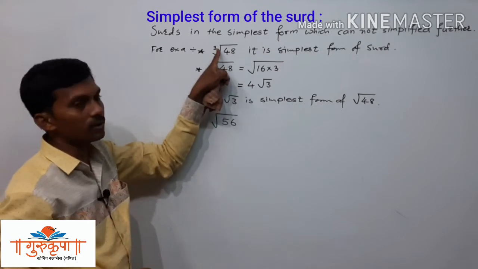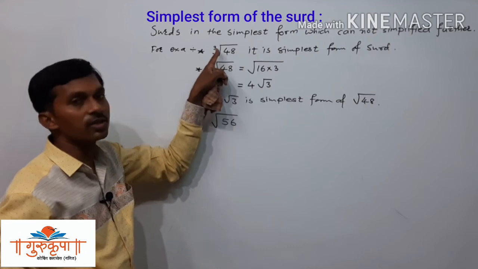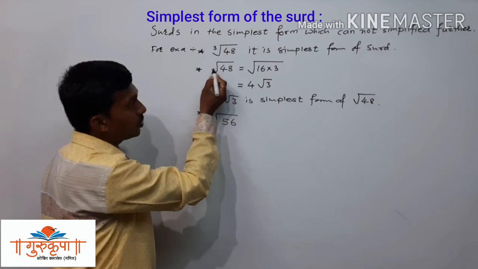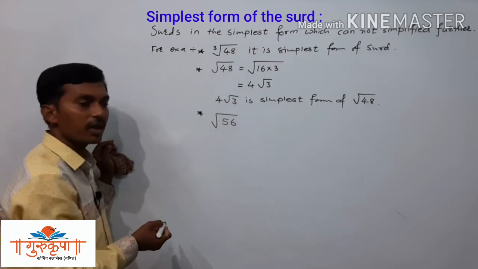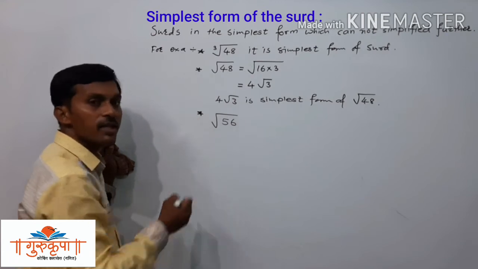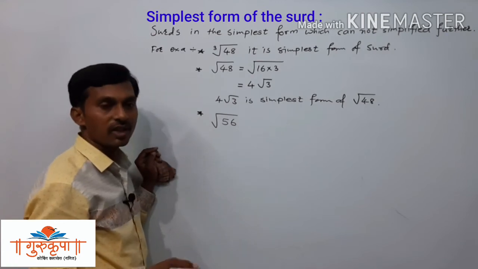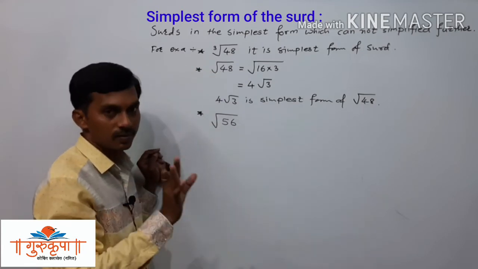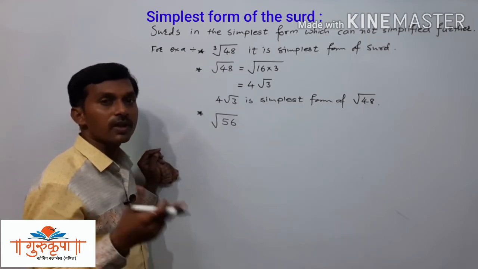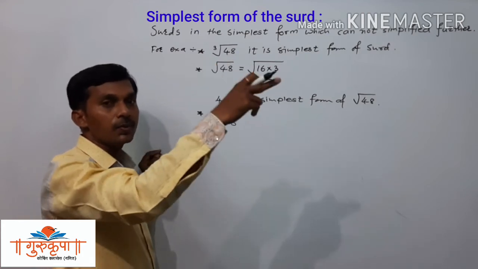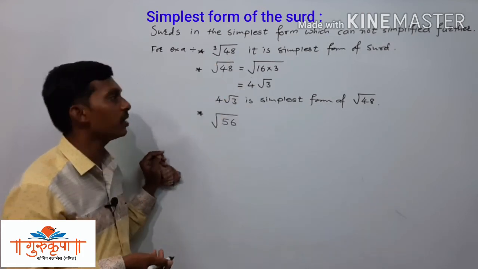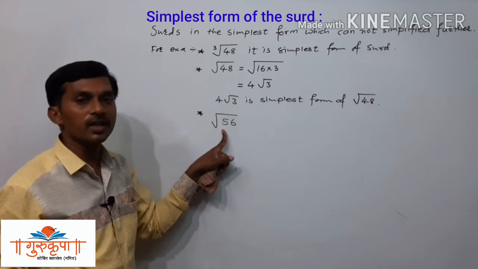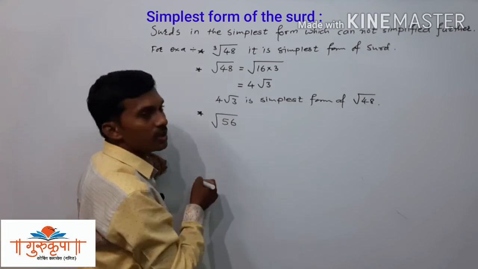This is a cubic surd. Since the order of the surd is 3, it is called a cubic surd. Since here the order of the surd is 2, it is a quadratic surd. And if the order is 4, then it is called a biquadratic surd. Here in this lesson, we have to study the quadratic surds only. What is a quadratic surd? If the order of the surd is 2, then it is called a quadratic surd. So we will take the maximum examples of quadratic surds. So here square root of 56, that is a surd.